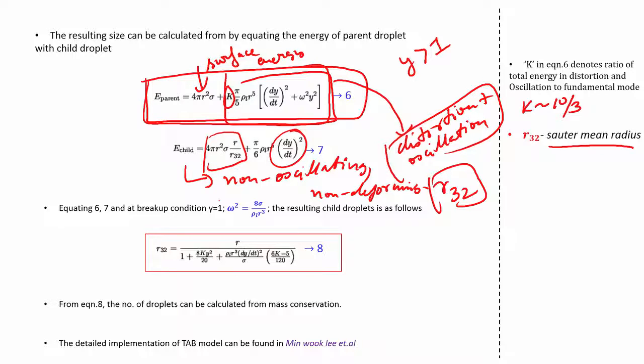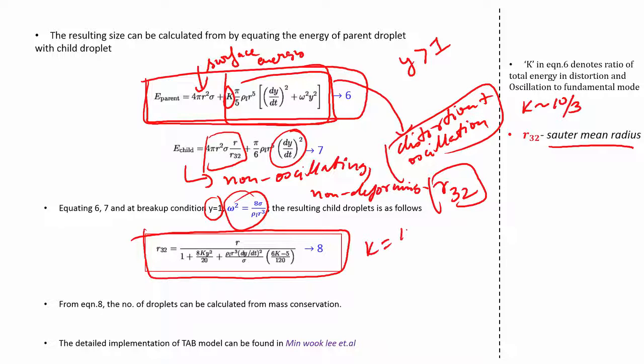At the breakup condition, which is y equal to 1 and omega equal to this, the resulting droplet size is given by this equation 8, where k is equal to 10 by 3 that we already mentioned. So, this is the R32. From this equation the number of droplets can also be calculated from mass conservation, because the mass of the parent droplet has to be the same as the daughter droplets. You can find that out, but this will be the radius of each of the droplets.